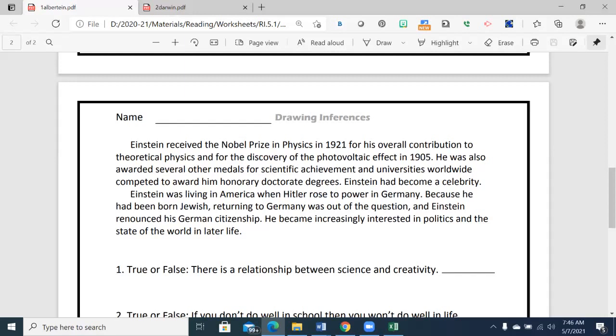Einstein was living in America when Hitler rose to power in Germany. Because he had been born Jewish, returning to Germany was out of the question, and Einstein renounced his German citizenship. He became increasingly interested in politics and the state of the world in later life.